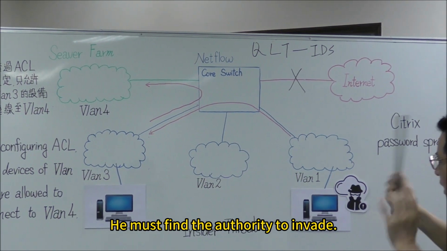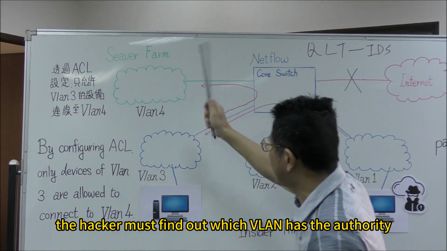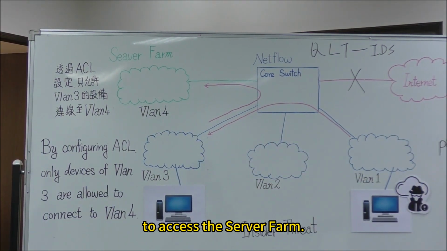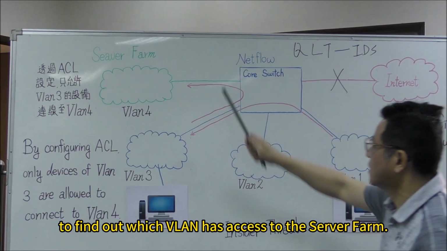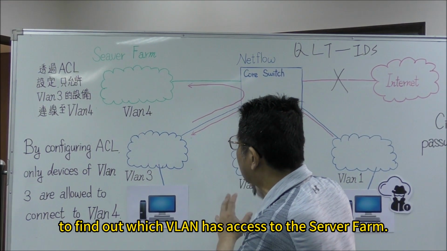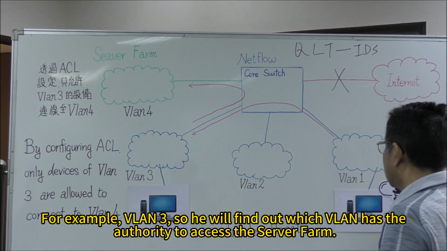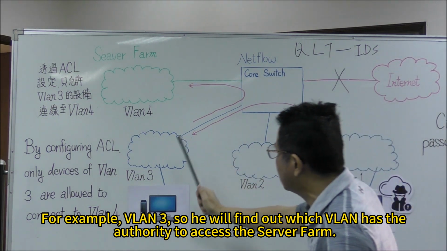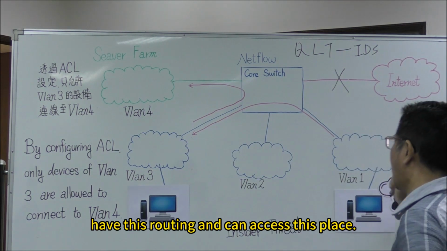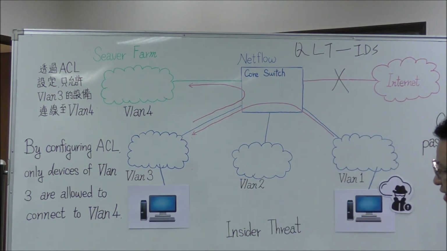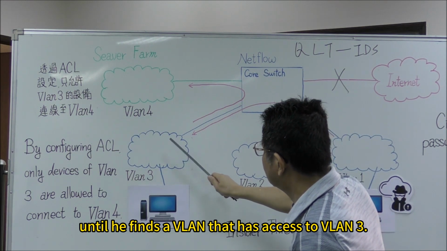If the VLAN is not accessible, he doesn't have the permission to invade. He must find the authority to invade. In other words, the hacker must find out which VLAN has the authority to access the server farm. He must find it first. That's why he will lie in wait for a long time to find out which VLAN has access to the server farm, for example VLAN 3. For example, VLAN 1 and VLAN 3 have this routing and can access this place. If not, the hacker will continue to search until he finds a VLAN that has access to VLAN 3.